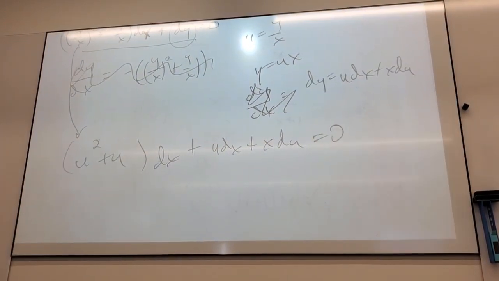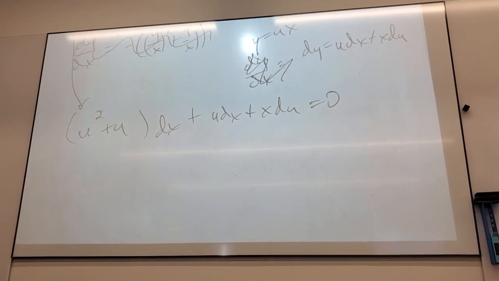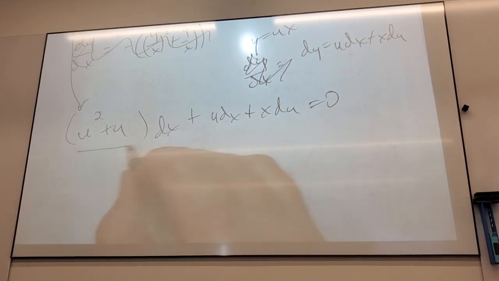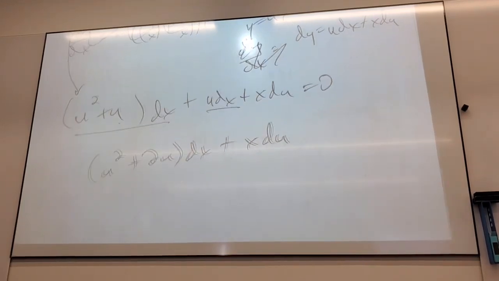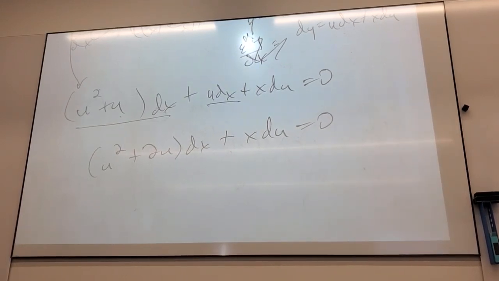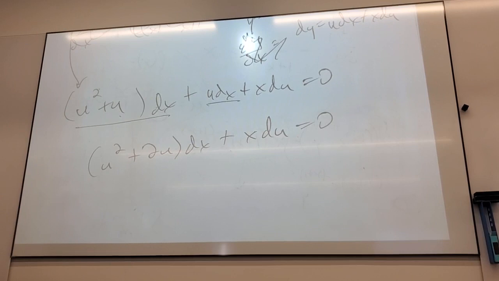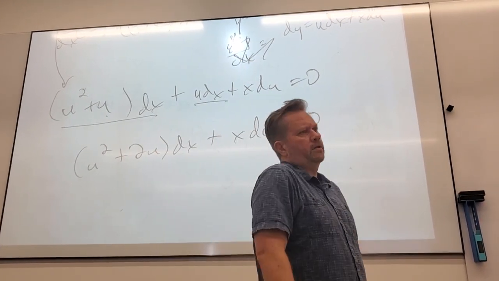Equals 0 still. Do I have any like terms here? Sort of. Yeah, these can kind of go together. So I get u squared plus 2u dx plus x du. And here's the beautiful thing about this, what form is that in? Separable. Right? So then you separate it.